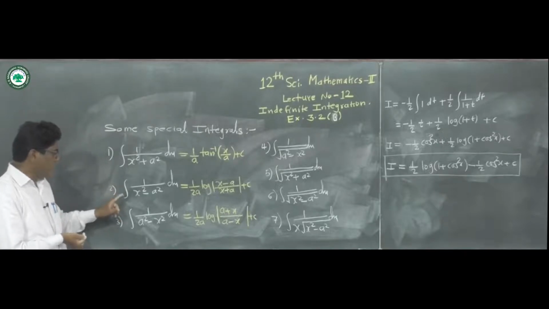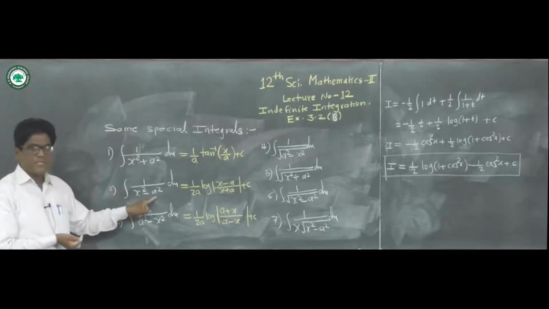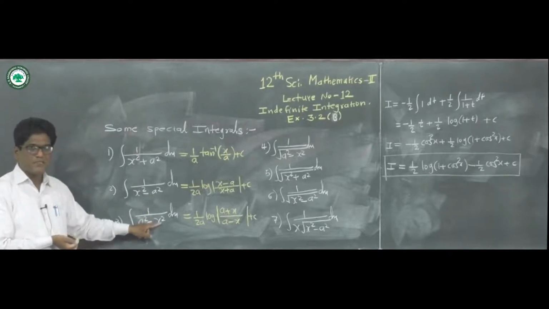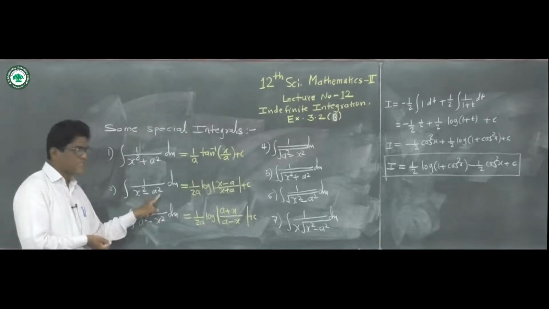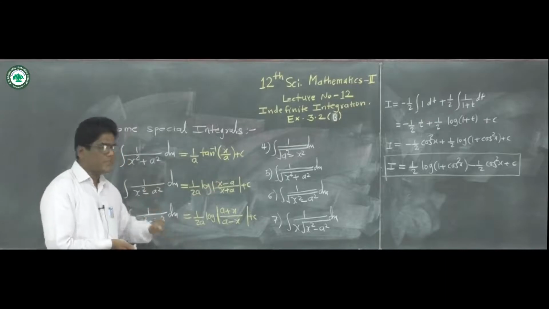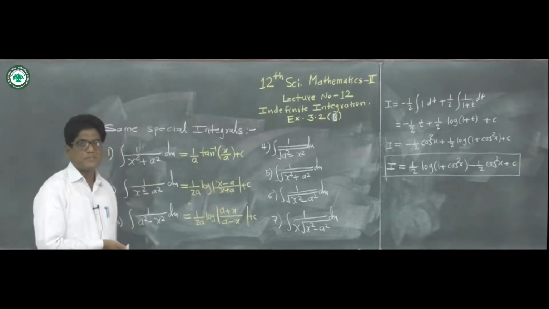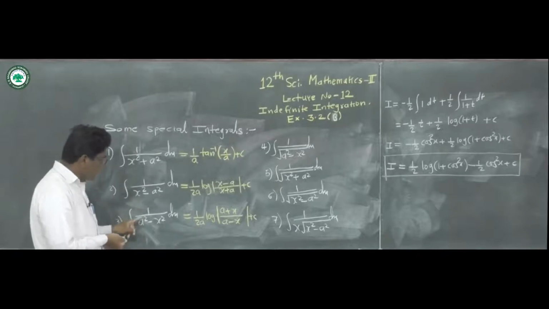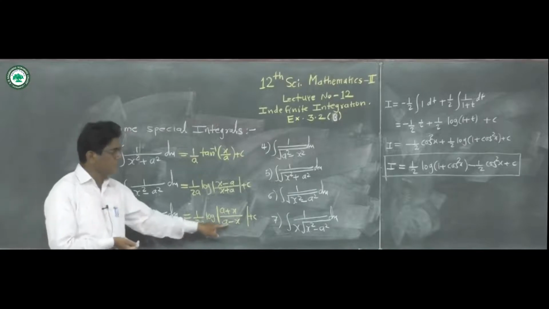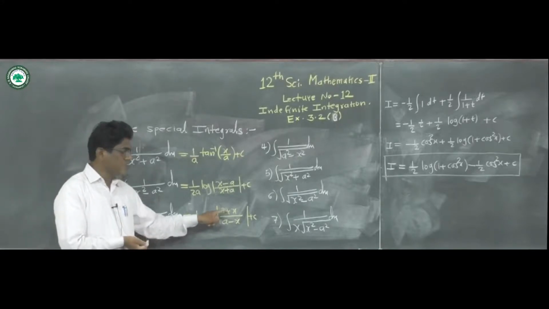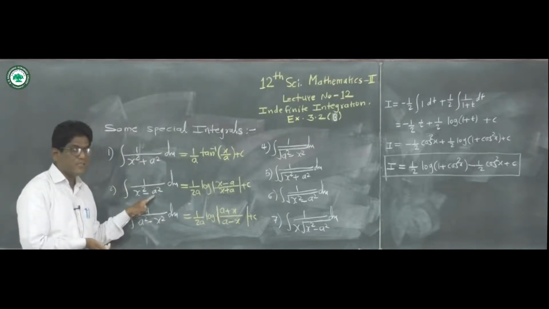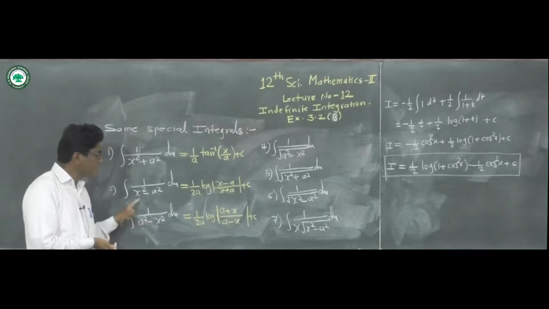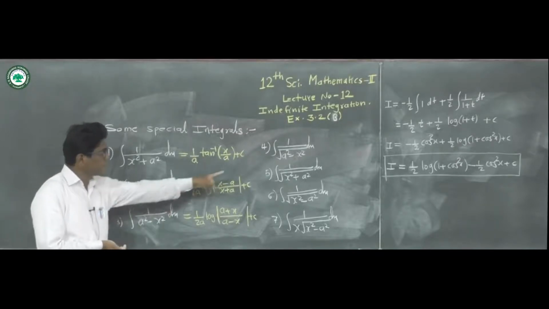How do we remember? When integration of 1 upon x square minus a square or 1 upon a square minus x square, it is 1 upon 2a log. And here x square minus a square, so x minus a is in the numerator, and then take x plus a in the denominator plus constant of integration. Here 1 upon a square minus x square, constant square first, so take a minus x in the denominator, and its conjugate a plus x in the numerator plus constant of integration. This is for 1 upon x square minus a square or 1 upon a square minus x square without root; when there is a root, the formula is different.